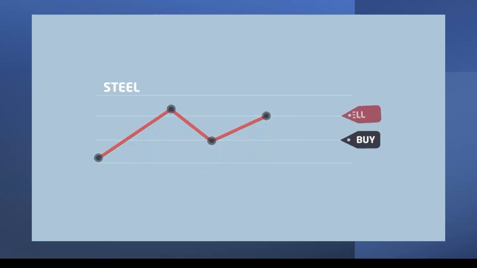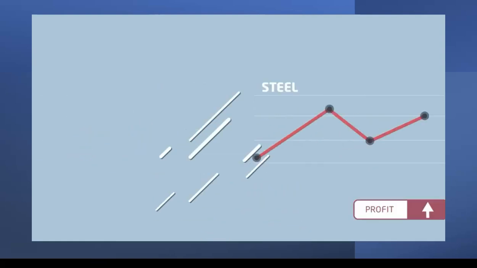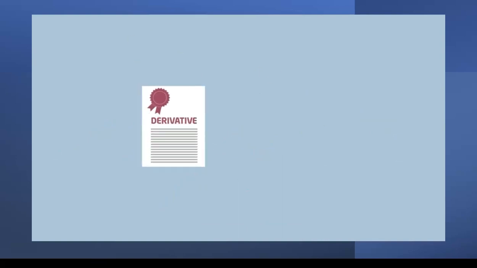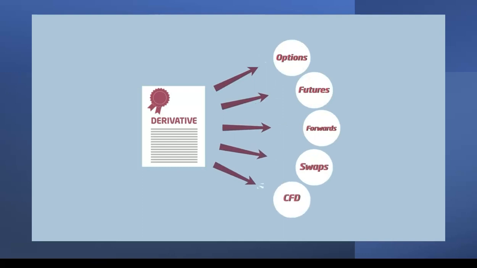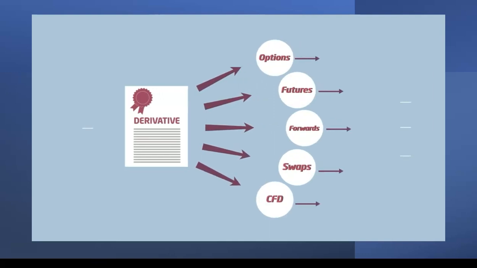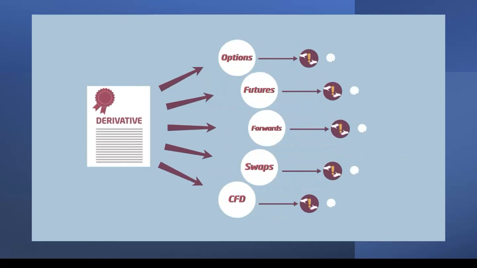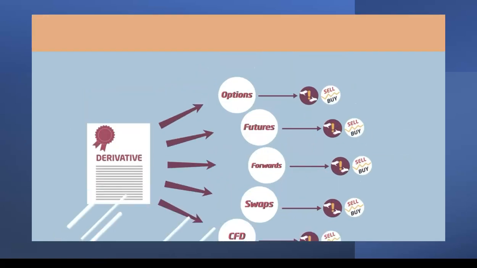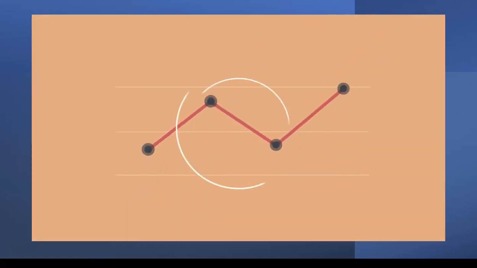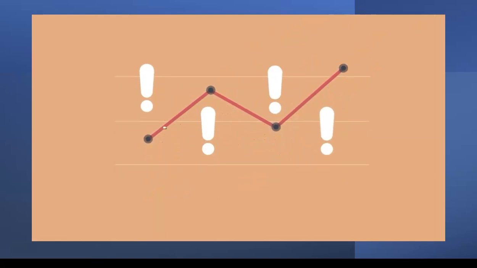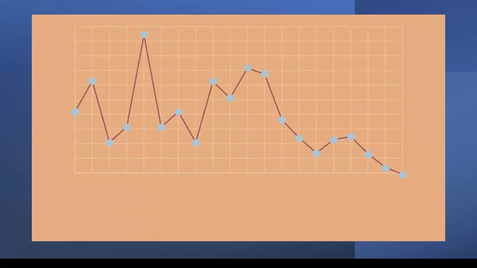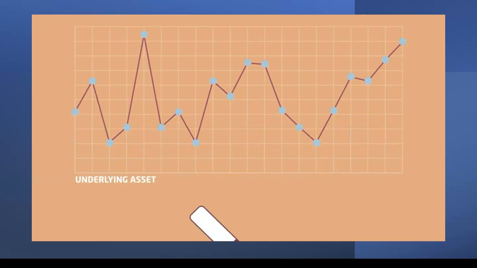Some traders use derivatives to speculate on price moves. In other words, they buy or sell an asset with the expectation of making a profit. There are 5 main types of derivatives: options, futures, forwards, swaps, and contracts for difference. But the goal is always to manage risk or to speculate, or both. Smart traders know that all types of investment come with risks. Derivatives are not an exception. The value of an underlying asset can go against you, resulting in losses.